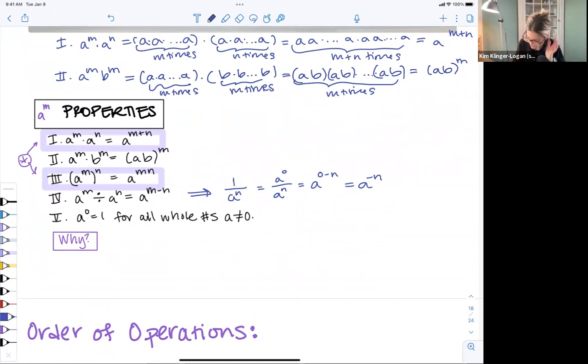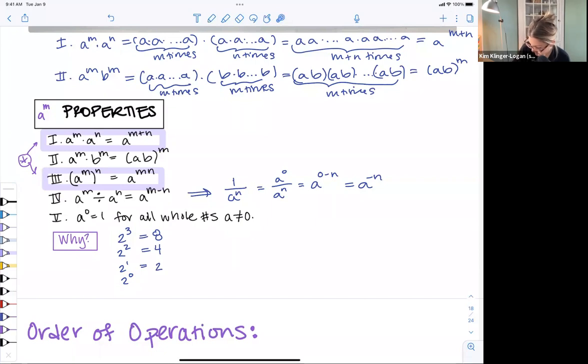But I think a nice way to think about it, for a lot of these exponent properties, is to look at patterns. So why is this true? If I'm thinking again about a being non-zero, let's think about 2 cubed, 2 squared, 2 to the first power. And then what I really want to know about is something like 2 to the 0 power. Well, 2 cubed, that's just 8, right? 2 times 2 times 2. 2 squared, that's 4. 2 to the 1, that is 2.